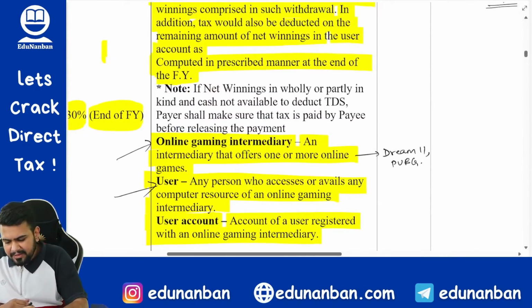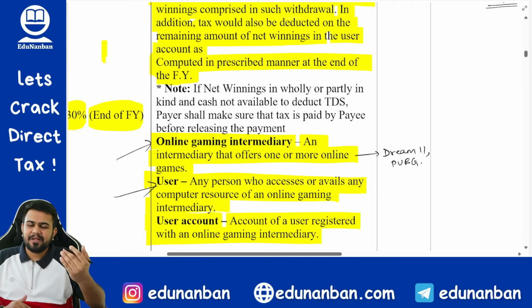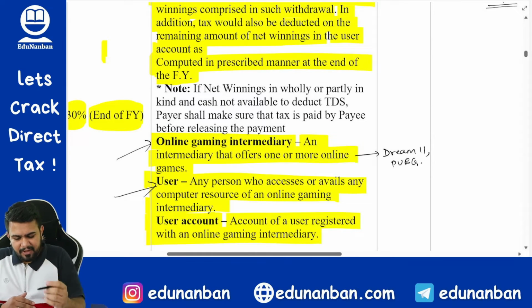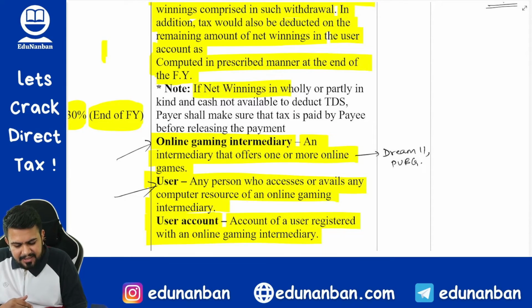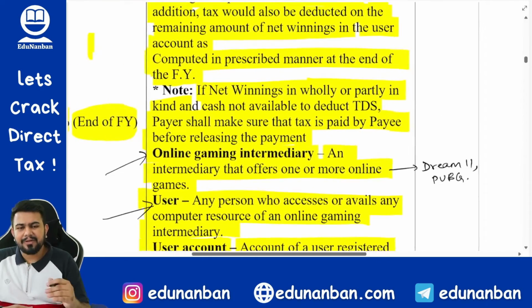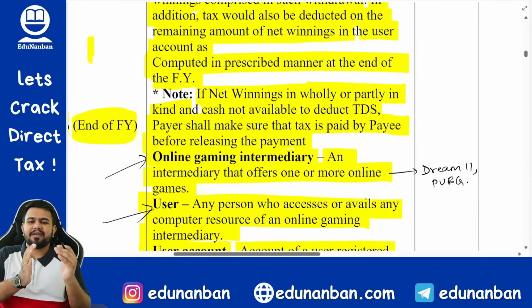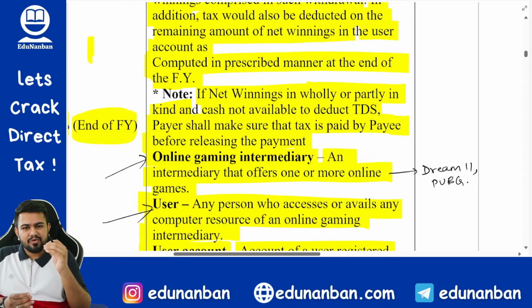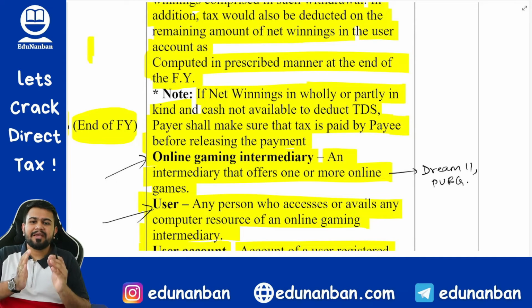Now at this point we have already learned a similar point in 194B and BB. What is that point? If the net winnings is wholly or partly in kind and cash is not available to deduct the TDS, then the payer shall make sure that the tax is paid by the payee before releasing the payment. I had already taught you in that section, if winnings is given in kind and there is no cash available to deduct and pay the TDS, then what should the person giving the winnings do?